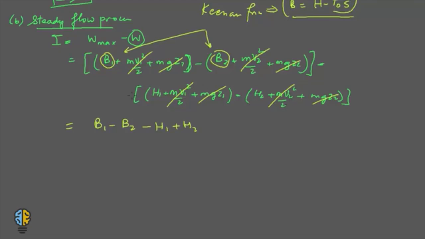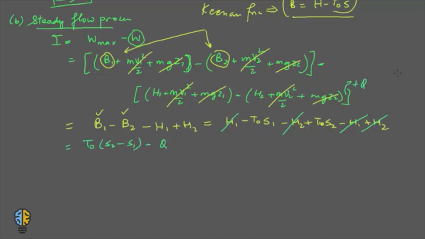Okay, so let's put the values of b1 and b2. This is equal to h1 minus T naught s1 minus h2, and it will become plus T naught s2, minus h1 plus h2. So now I can strike off h1, h1, h2, h2, and this is left with T naught into s2 minus s1. And there's one more value left, which is plus q over here. You will have to write plus q to complete the steady flow energy equation application. So this will be minus q over here. Alright, so minus q.